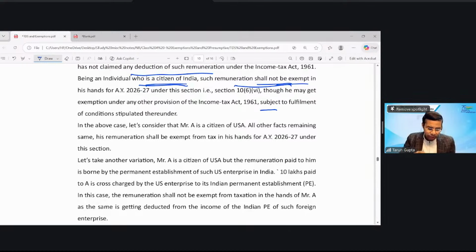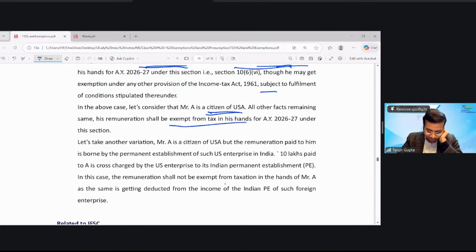In the above case, let's consider that Mr. A is a citizen of USA. Everything changes. If he's a citizen of USA, he was even otherwise fulfilling the other conditions. The only condition because of which the exemption was denied was that he was a citizen of India. Now, since he's a citizen of USA, all other facts remaining the same, his remuneration shall be exempt. Now, all the checkboxes have been ticked. So, his remuneration shall be exempt for AY 26-27 under this section.